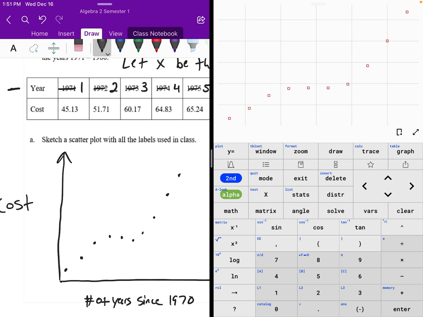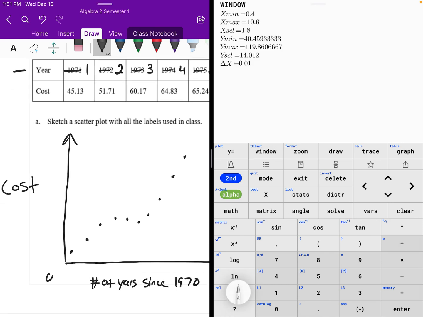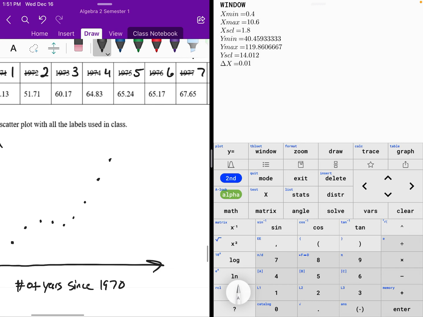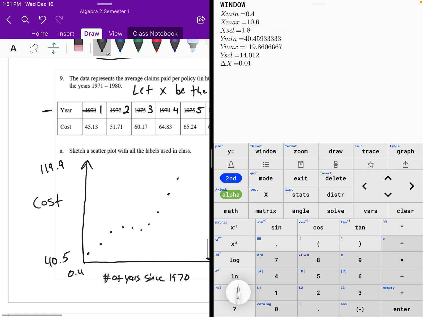Okay, so there's our scatter plot. And then to get the x min and max, y min and max, you're going to hit window. Okay, we had an x min of 0.4, x max of 10.6. Y min, let's just round to the tens place, 40.5, and a y max of 119.9. Okay, so there's our scatter plot.